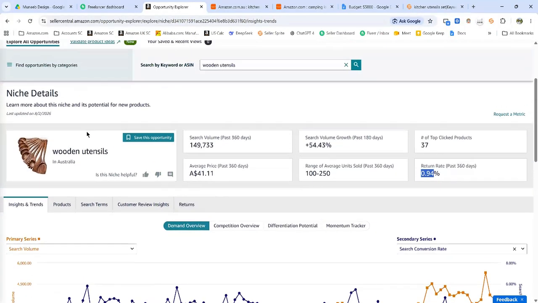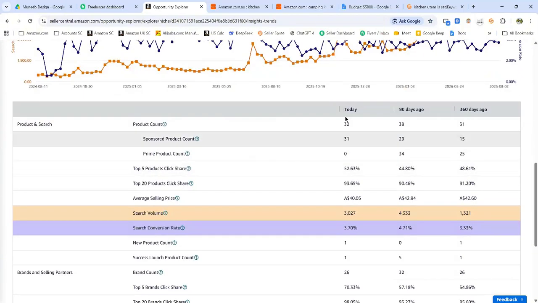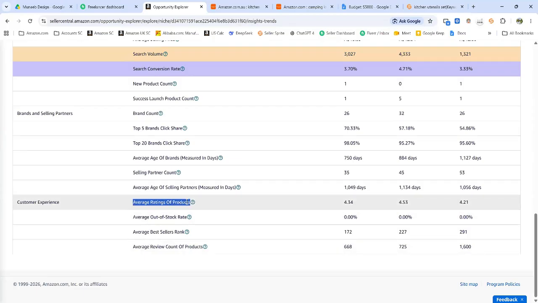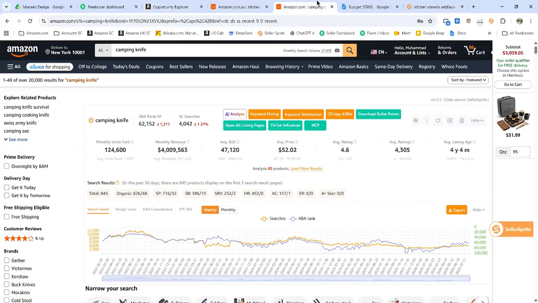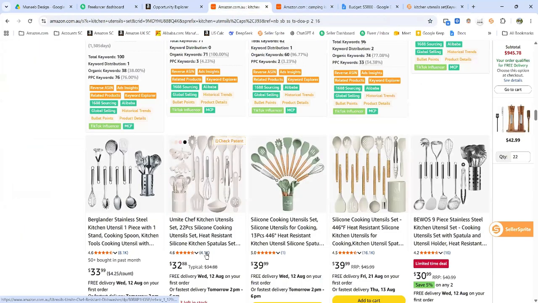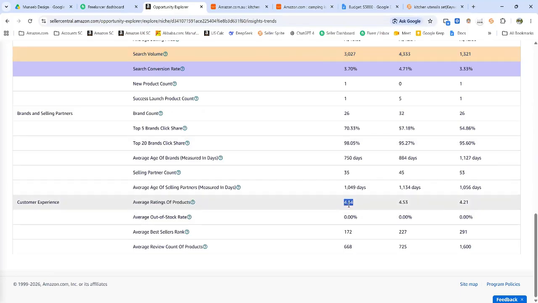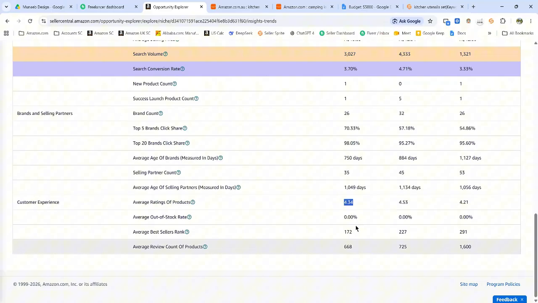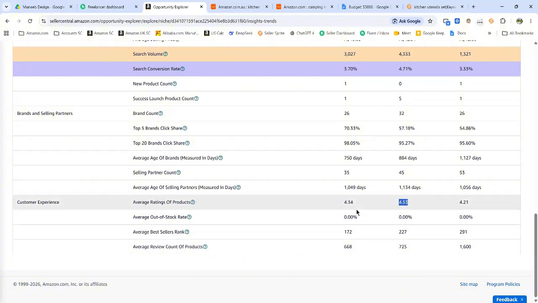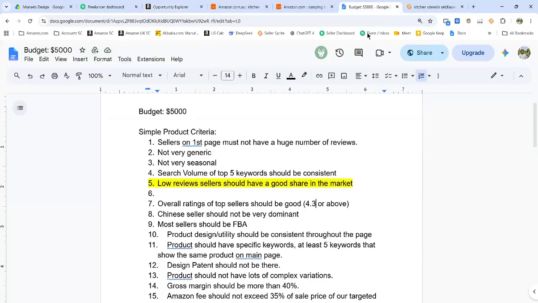Here you can see in product opportunity explorer, we can check the return rate and the average rating as well. So here in the average ratings of products, the rating is 4.6, 5.0, 4.5. Certainly, the average should be around 4.3, 4.2 somewhere. So as you can see, this one is perfect, 4.5, 4.3, 4.2. So overall, the average is good.